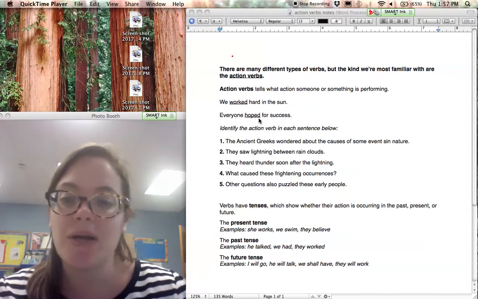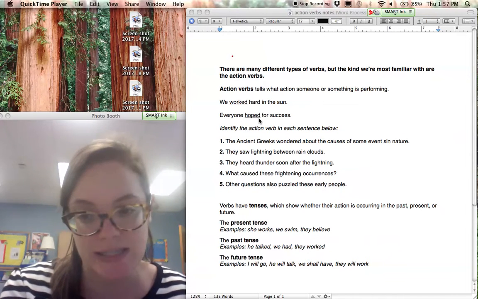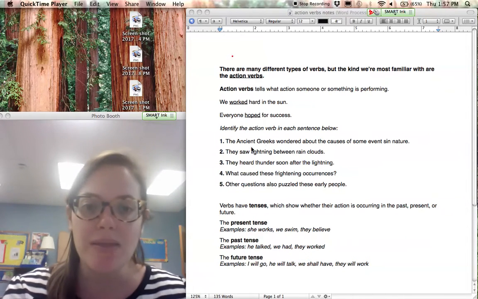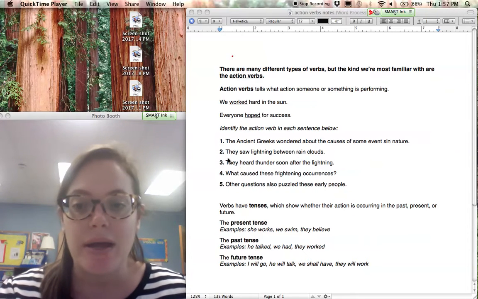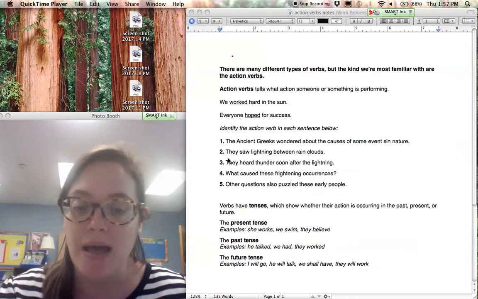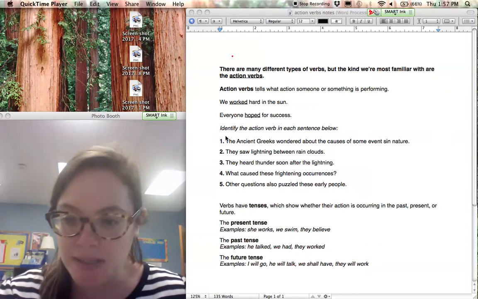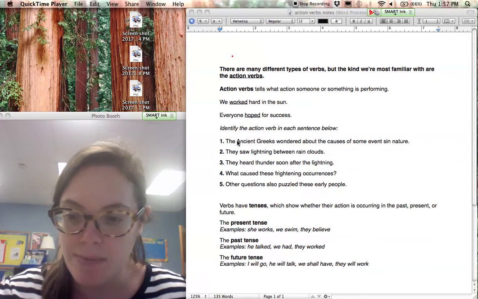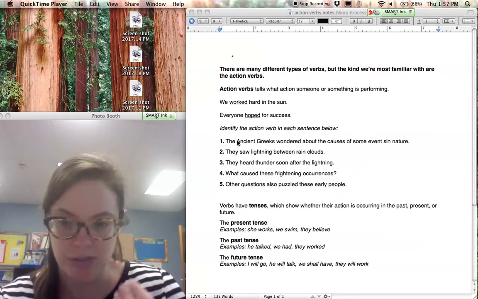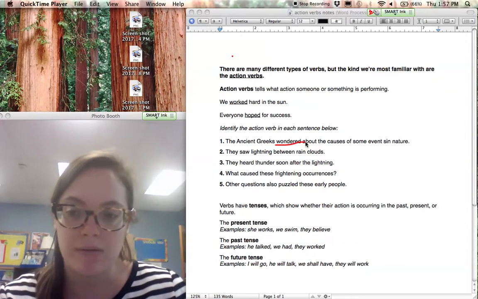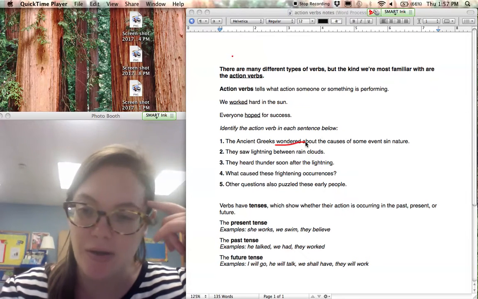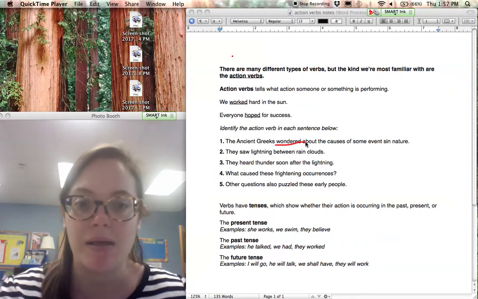Now, we want to identify the action verb in each of these sentences, okay? The ancient Greeks wondered about the causes of some events in nature, all right? So looking at this, all right, I see that my sentence is mostly about the ancient Greeks. So my verb is probably going to tell me about what they're doing, okay? And here I see that they're wondering, all right? So this is one of those action verbs that's going on inside someone's head, okay?